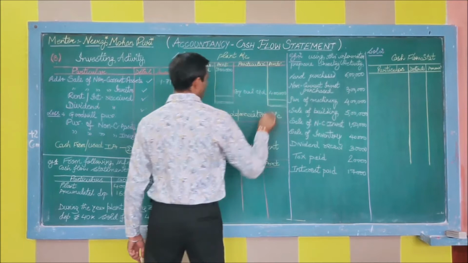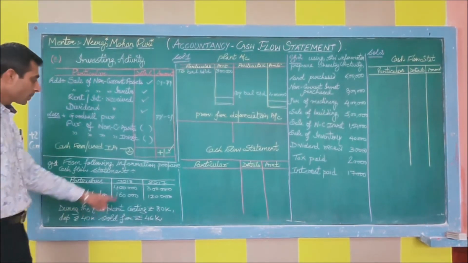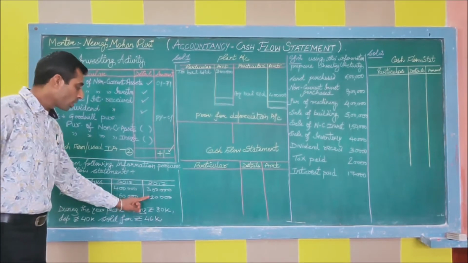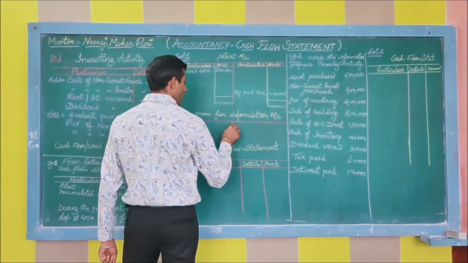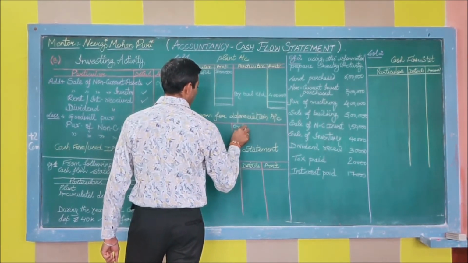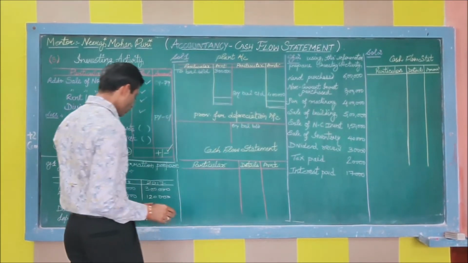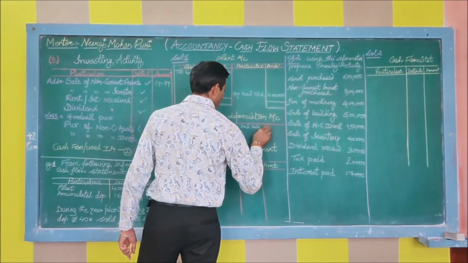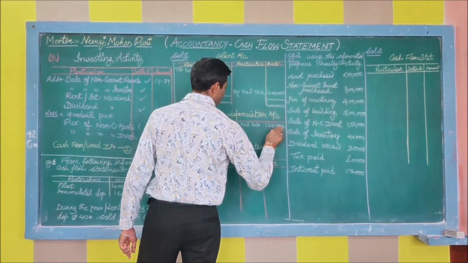Similarly, you will move on with the depreciation account. In depreciation, brought down is of the previous year, but depreciation is a liability. It always has brought down on the credit side. So by balance brought down, the amount will be previous year 1,20,000.